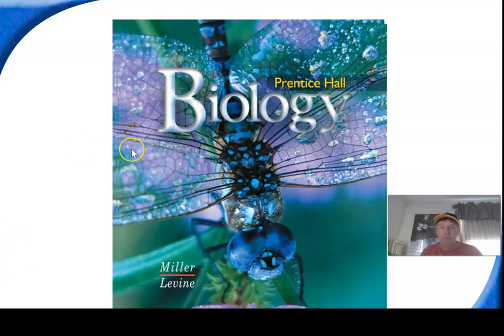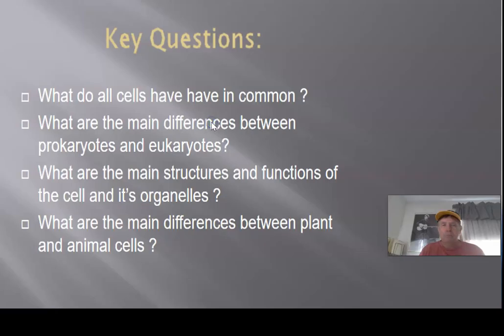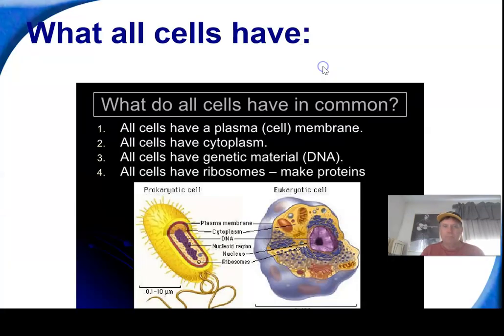Bob Dylan. Today, we're going to talk about chapter 7.2, which has to do with cell structure and function. Here are our key questions. What do all cells have in common? What are the main differences between prokaryotes and eukaryotes? What are the main structures and function of the cell and its organelles? What are the main differences between plant and animal cells?